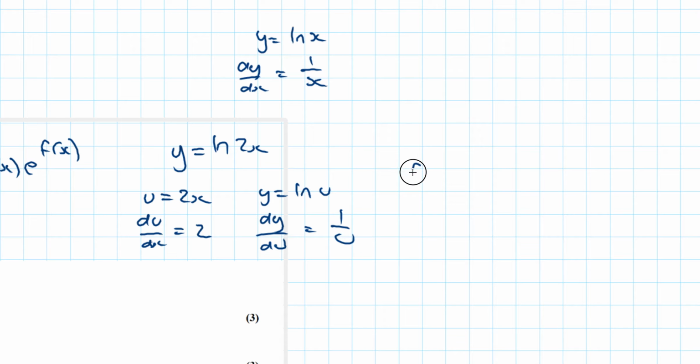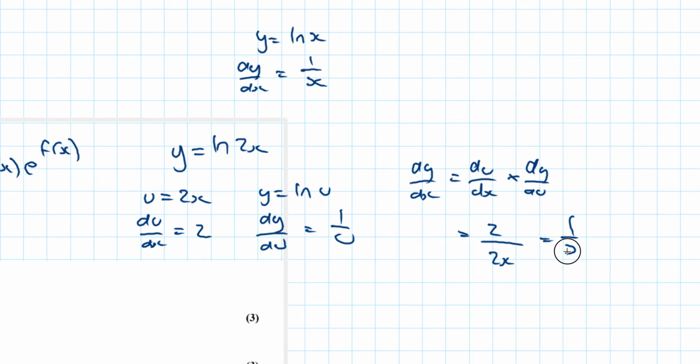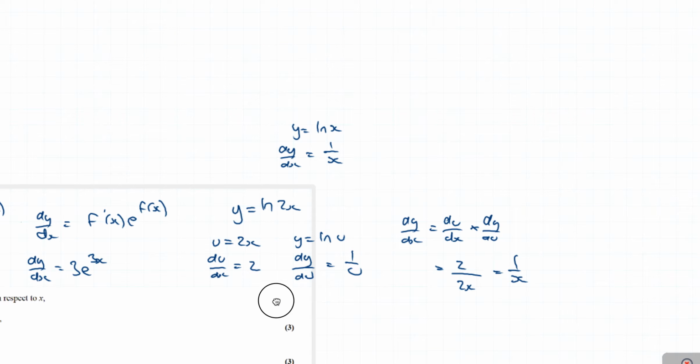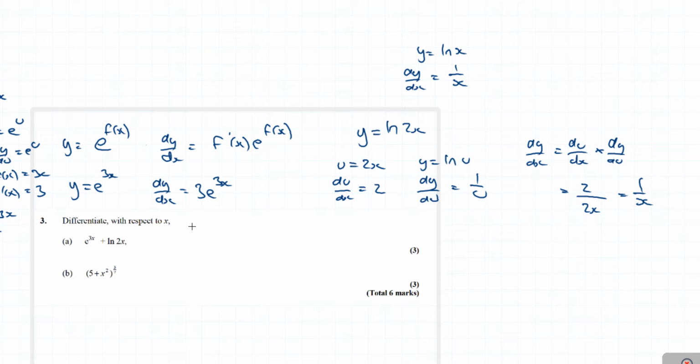Then we say that dy dx is equal to du dx times dy du, and that's equal to 2 over 2x, which is equal to 1 over x. Therefore, when we differentiate these, we're going to put these two results together. So dy dx is equal to 3e to the 3x, for e to the 3x, plus 1 over x.